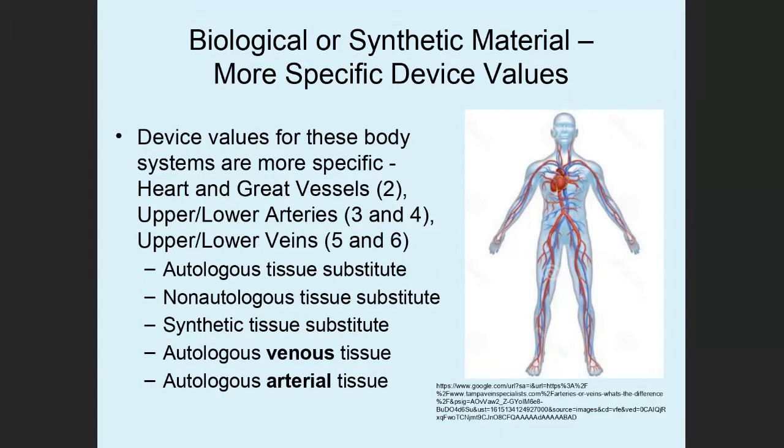Now, sometimes device values are more specific than just autologous, non-autologous, synthetic, zooplastic. For example, in heart and great vessels, upper and lower arteries, upper and lower veins, they get more specific. In addition to values for autologous, non-autologous, and synthetic, there's autologous venous tissue, autologous arterial tissue. So it gets a little bit more specific.